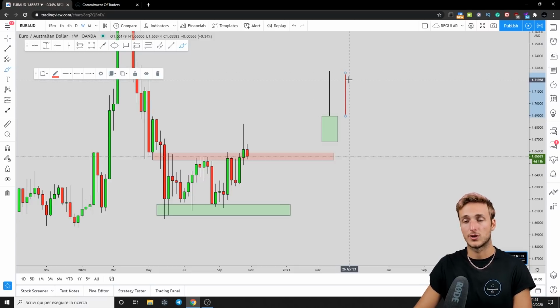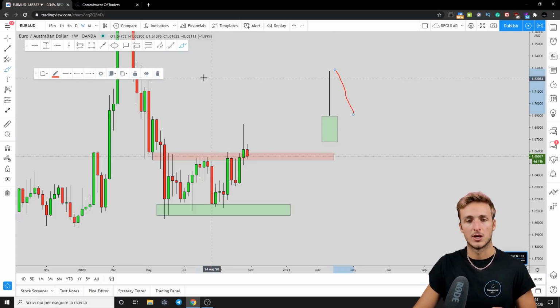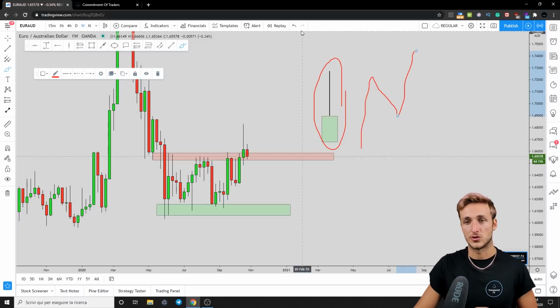And the reason for this is that this wick on the lower time frames, for example on the daily, will simply be a retracement. So when you have this kind of pattern on the weekly, what you actually expect when you go down on the daily is to see an impulse and a correction. And the correction is the wick itself. So then what you expect is the continuation higher.